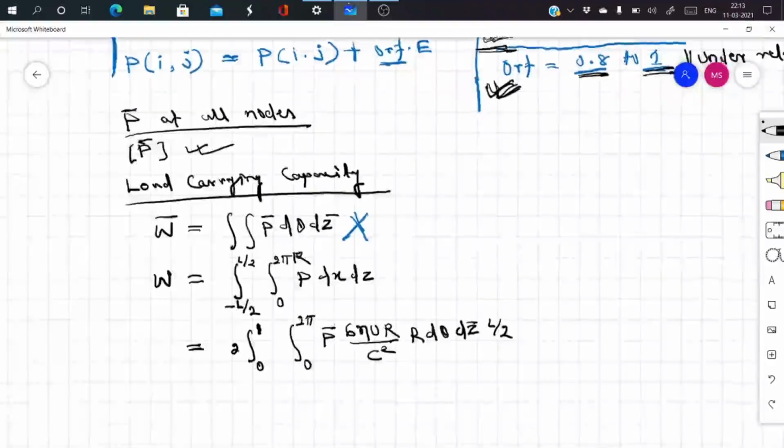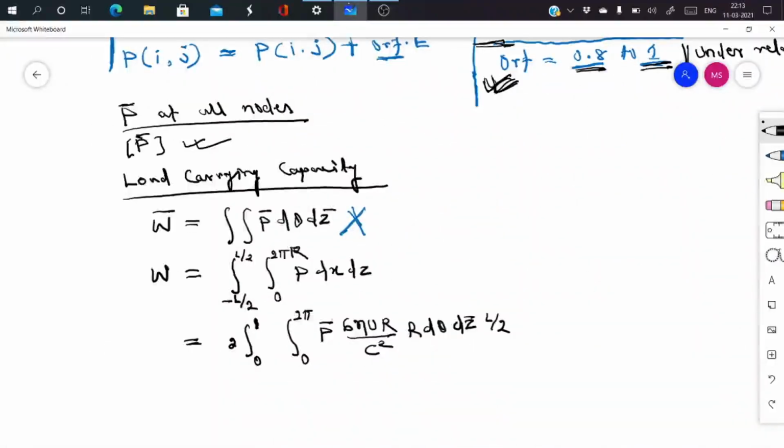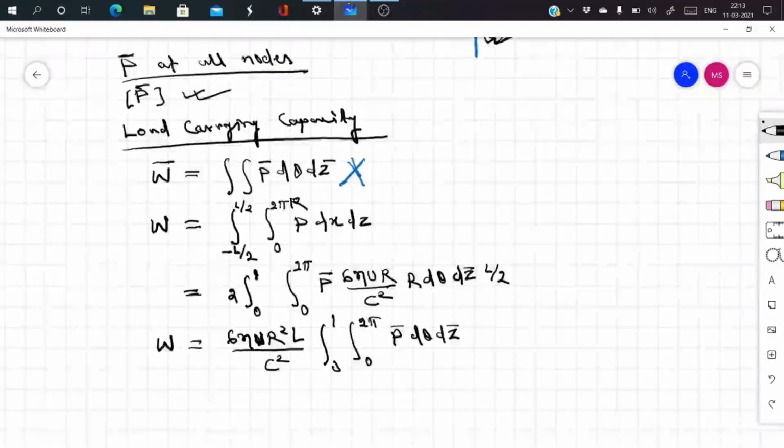Okay. So with this you move ahead, then what will you get: 6 eta u r square L divided by c square, integral 0 to 1, 0 to 2 pi, P bar d theta dz bar. Okay, so this is your W, not non-dimensional W. This is your dimensional W.